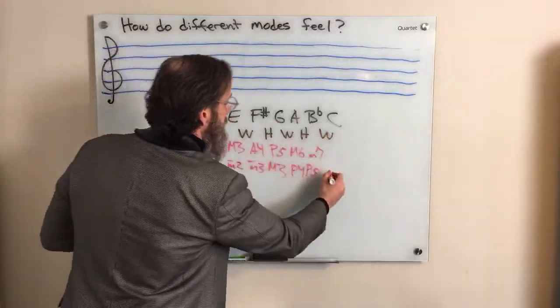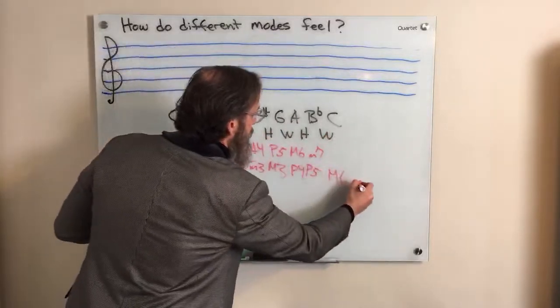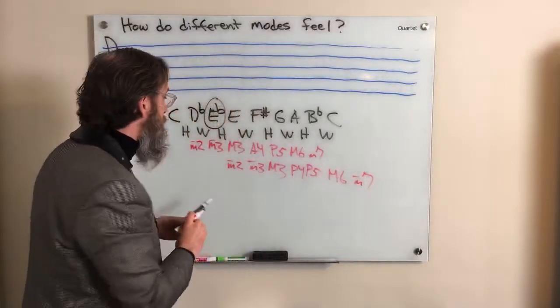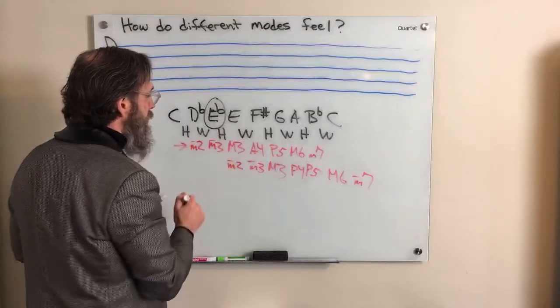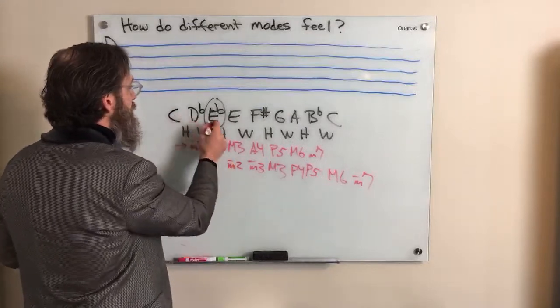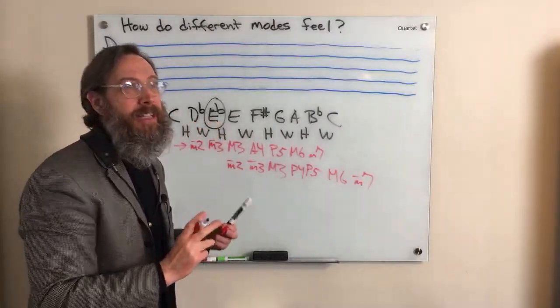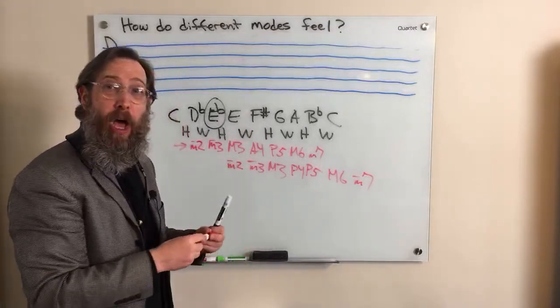E flat to C is a major 6. E flat to D flat is a minor 7. So although you have to do some enharmonic spelling, you'll see that the collection of intervals above the bass for starting on C and E flat are exactly the same. Since they're exactly the same, they don't feel different. So it's not like the other modes.